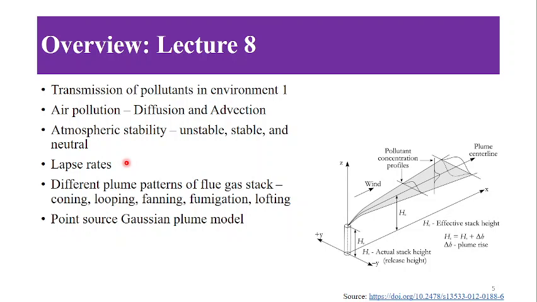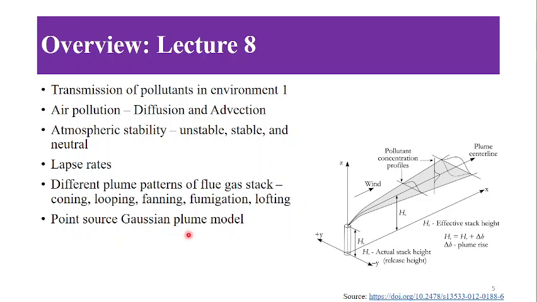So the pattern in which the flue gases flow out from the stack can be of the form of coning, looping, fanning, fumigation, and lofting, which have been discussed based on their relation with the adiabatic lapse rate. According to that, fumigation and looping are considered the most harmful in that sense. Next, the point source Gaussian plume model was discussed.